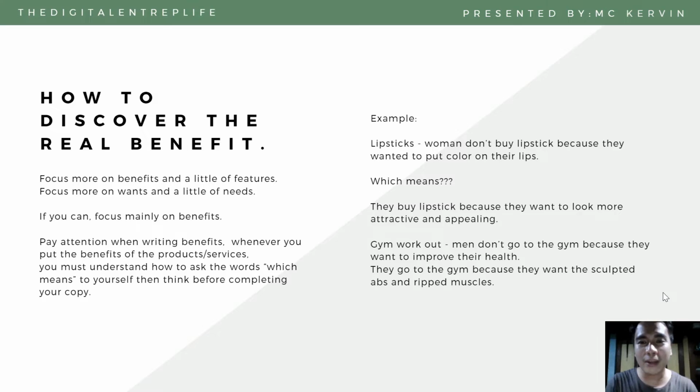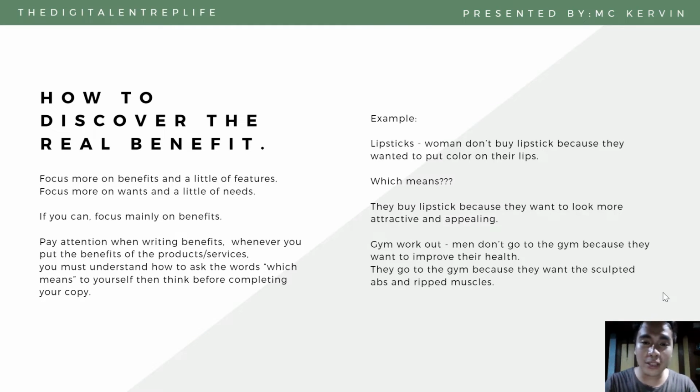Most of the time, when you're going to write something, or when you're trying to figure out what exactly the benefits of your product are, you're writing your features, not the benefits themselves. So I'm going to uncover how you can create the best copy by looking at the real benefits of your services or your products, as well as your clients' products or services. Okay, so focus more on benefits and a little bit of features, and focus more on wants and a little bit of needs. And the third one is, if you can focus mainly on the benefits, that would be the best copy you can create.